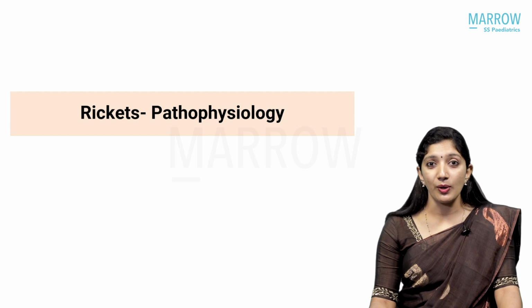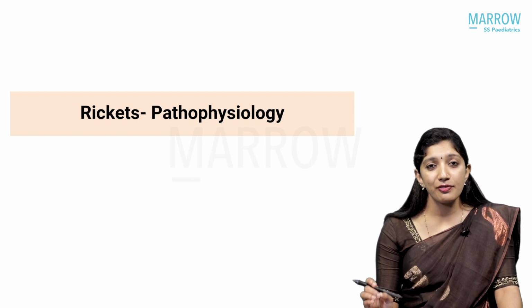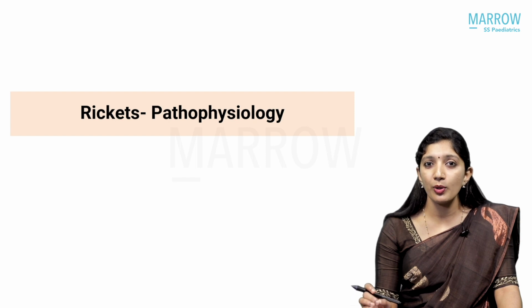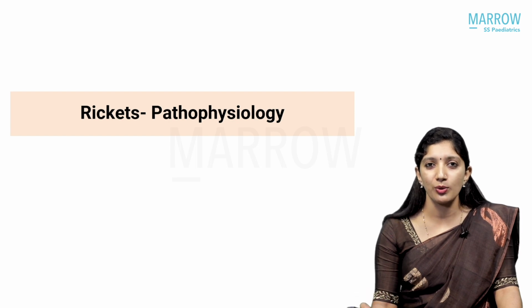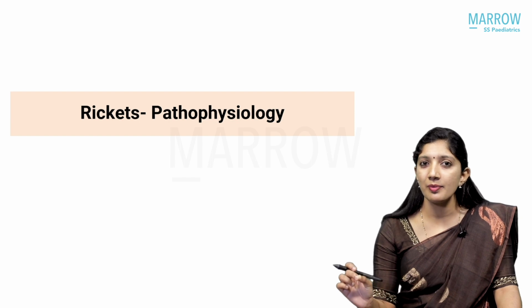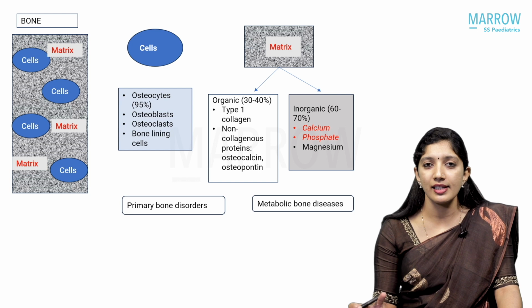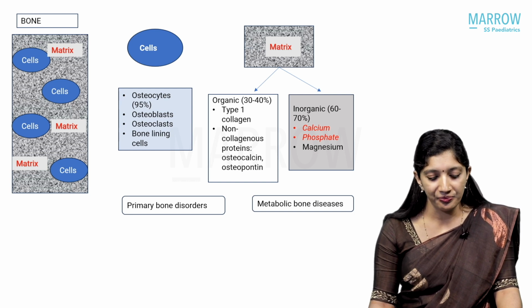Rickets pathophysiology. What is Rickets? Rickets is a defective mineralization of bone matrix. Did you understand this? Let us go into the detail of each word which I told now. Defective mineralization of bone matrix. We need to understand each of these to understand this disease in complete.